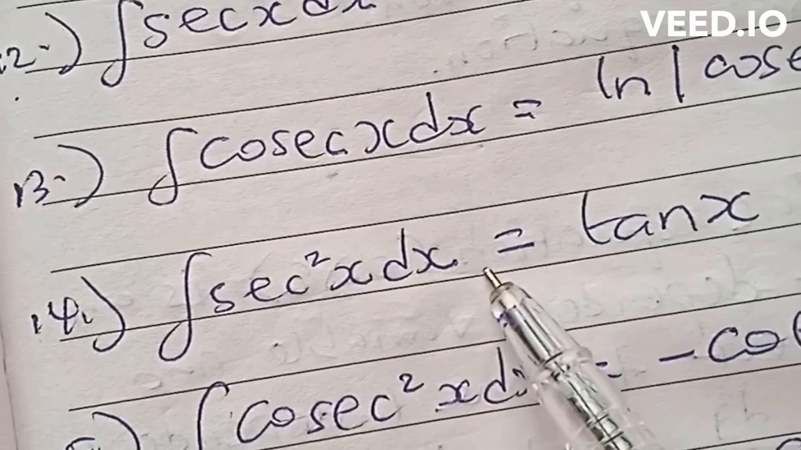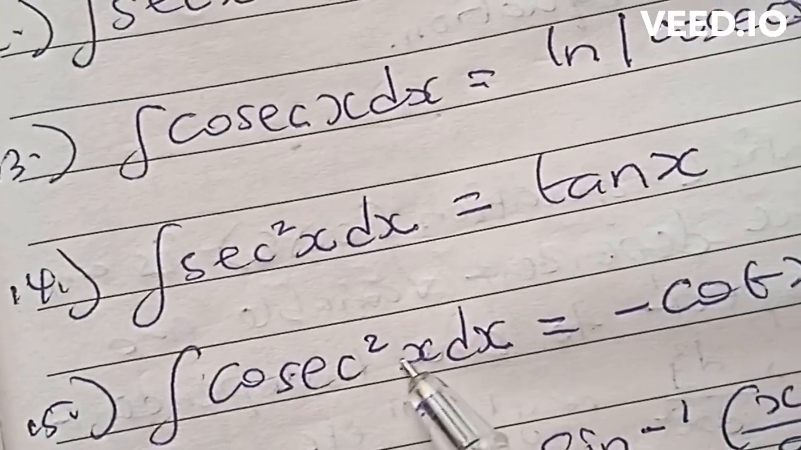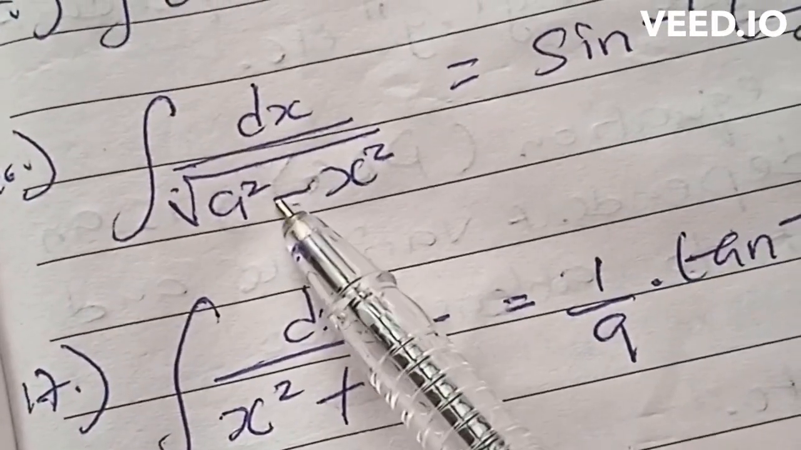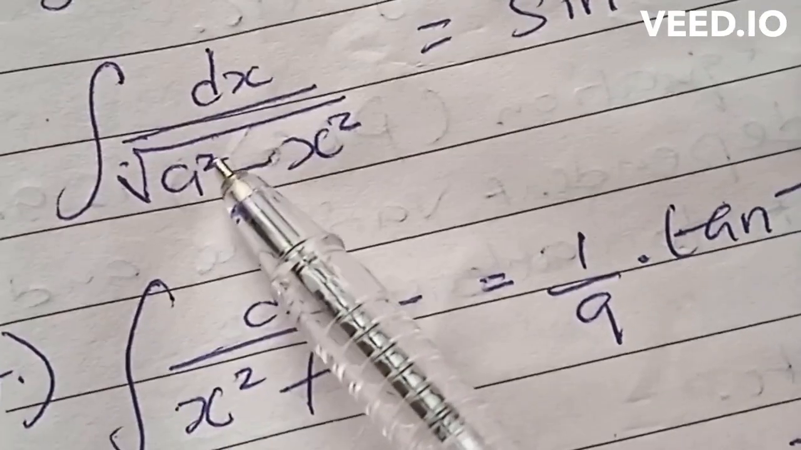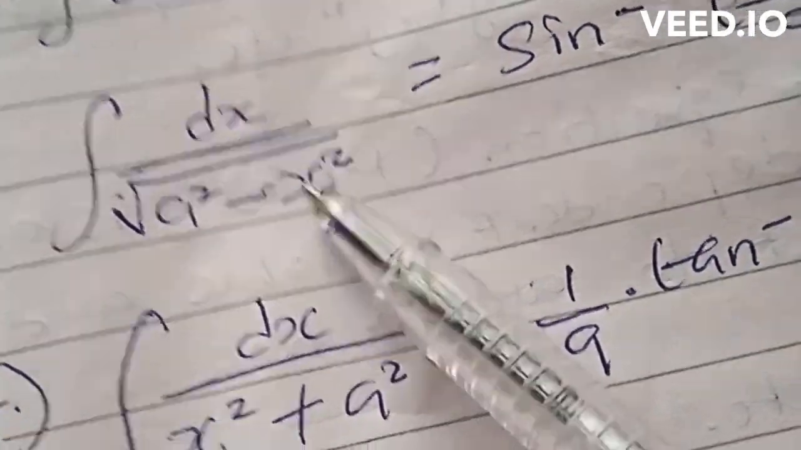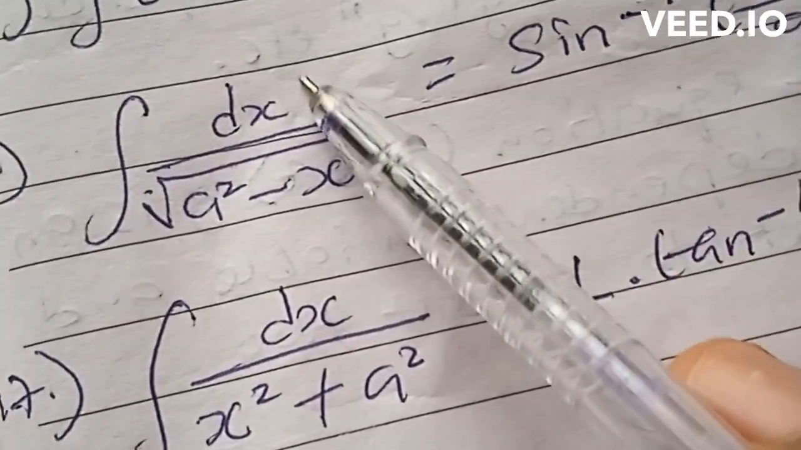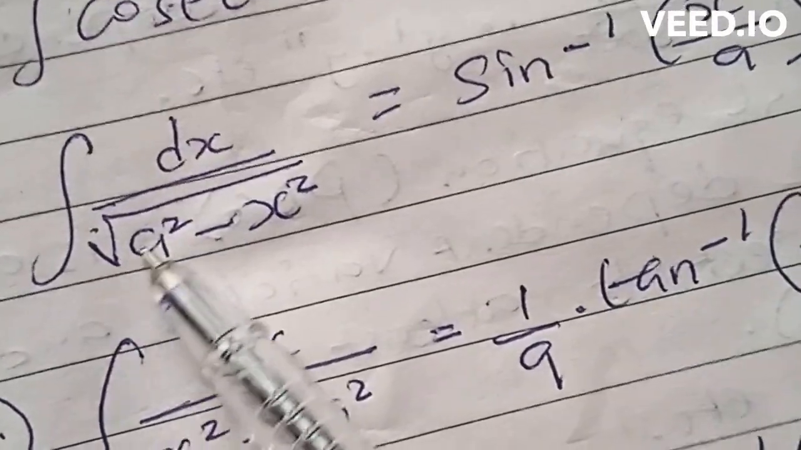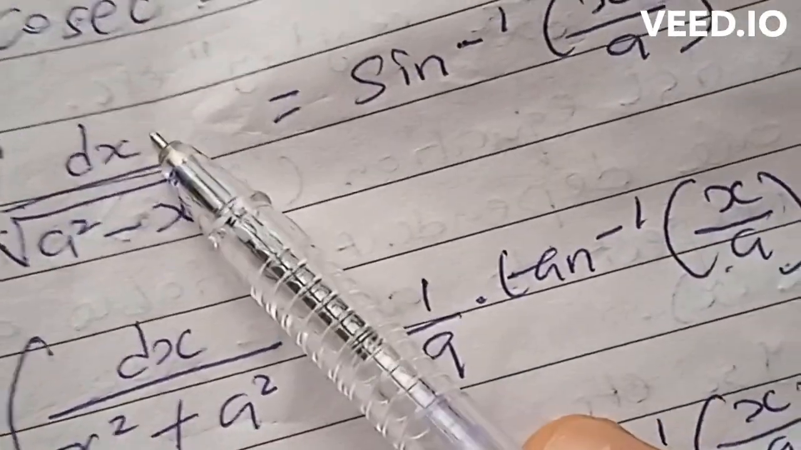Integrating sec squared x with respect to x, you have tan x. Integrating cosec squared x with respect to x, you have minus cot x. Integrating 1 over square root a squared minus x squared with respect to x, you have sine inverse of x over a. Remember, differentiation is the inverse of integration. That's why if you differentiate this, you have this; if you integrate this, you have this. Integrating 1 over square root a squared minus x squared with respect to x is equal to sine inverse of x over a.